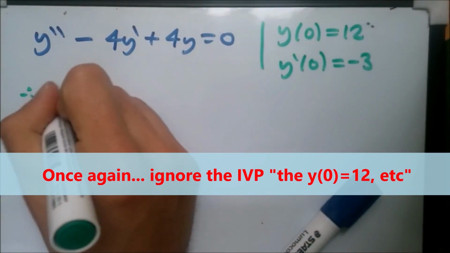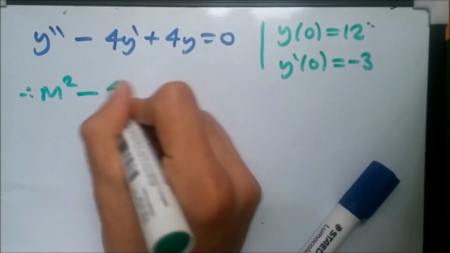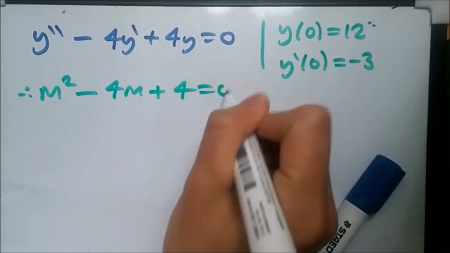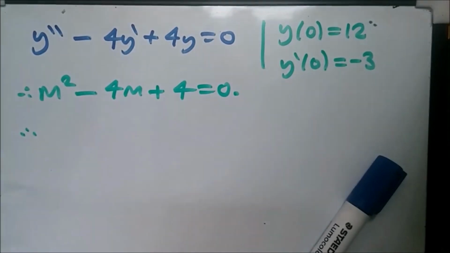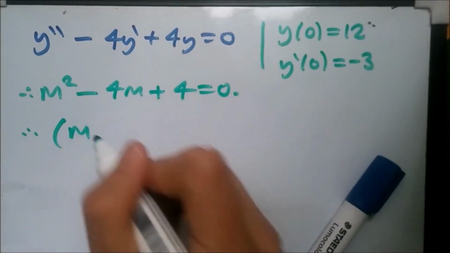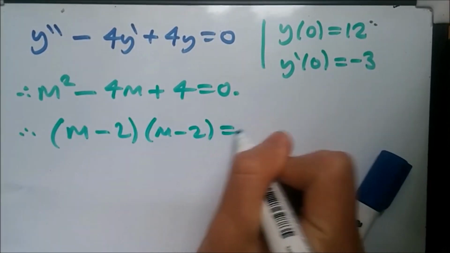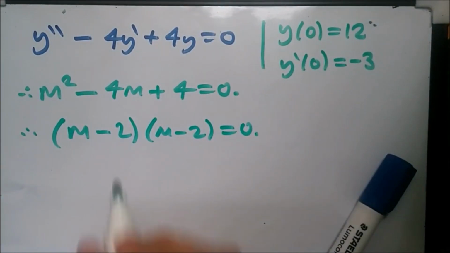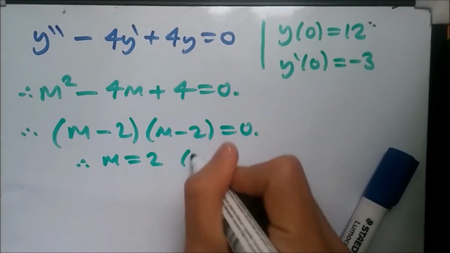Okay, so our characteristic equation would be m squared minus 4m plus 4. So really just the coefficients in quadratic form. And then solving this quadratic equation, what do we get and how do we do it? I think we should have m minus 2, m minus 2. So actually we have repeated roots. Okay, repeated roots. In other words, we have m equals 2 twice.